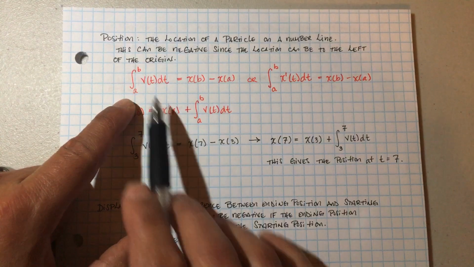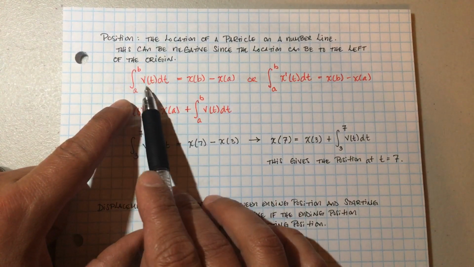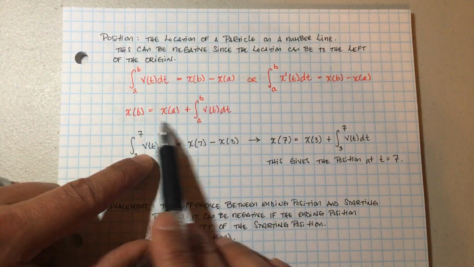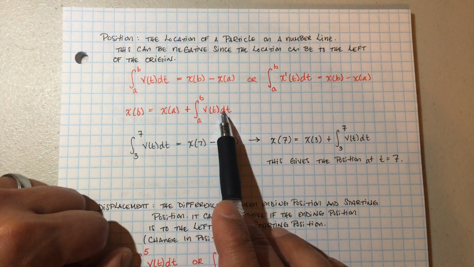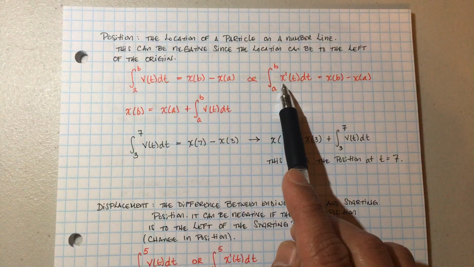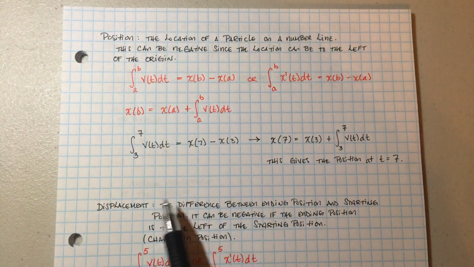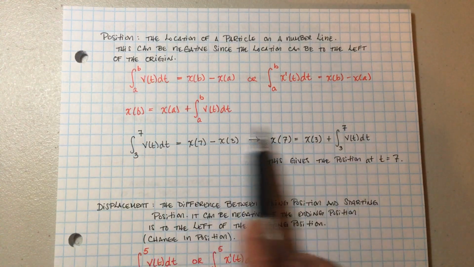What do you do? Well, remember, for position, you're taking the antiderivative of velocity. It gives you the fundamental theorem. You rearrange it, and that's what we've been doing. Sometimes you'll see x prime of t, which is the same thing. x prime is the same thing as velocity. But this is an example here that I gave you.